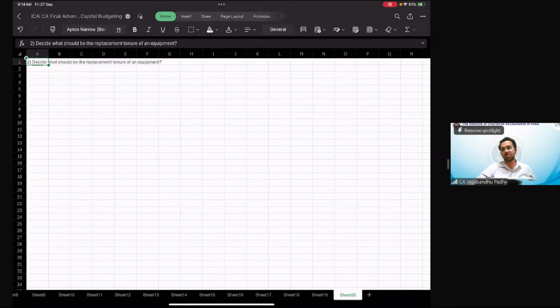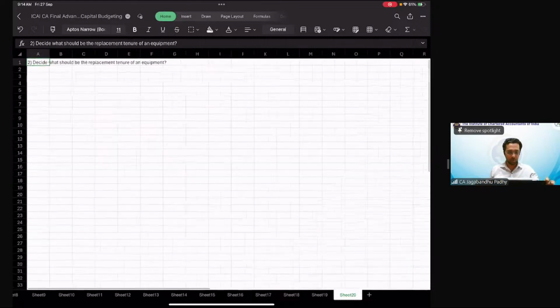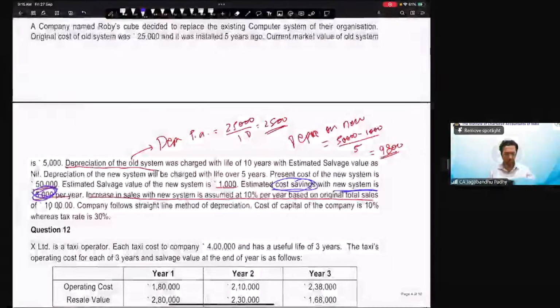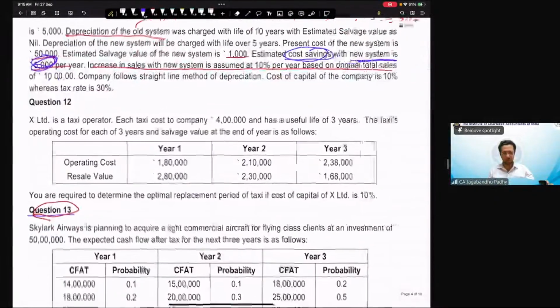Hello. Yes. Okay. Great. Now, the second aspect of replacement decision making is understanding in what tenure or what frequency should be used to replace a machine or replace any equipment. Should I replace it after every 1 year, or after every 2 years of usage, or after every 5 years of usage? Right? That's what we are going to look at. So to understand that concept, let's go for question number 12.